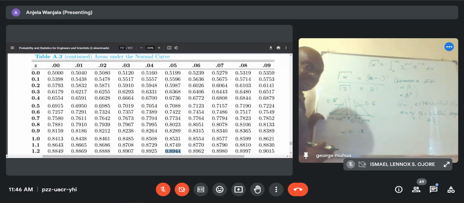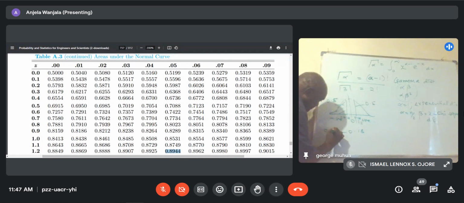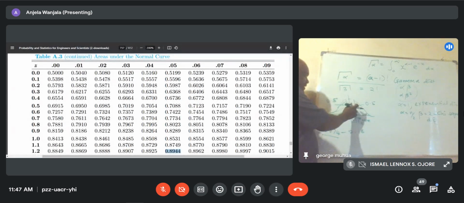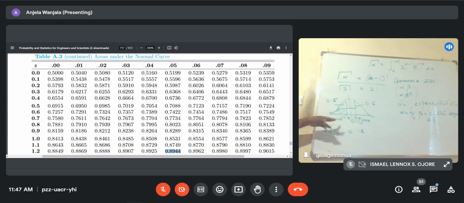Anybody who can view it? It's 0.5714. Okay, for 0.18. What that is telling us is that this area, that's now positive, is the area to the right of 0.18, because we are looking at a positive 0.18. 0.5714 covers 0.18 on the right, but we want the left of negative 0.18.